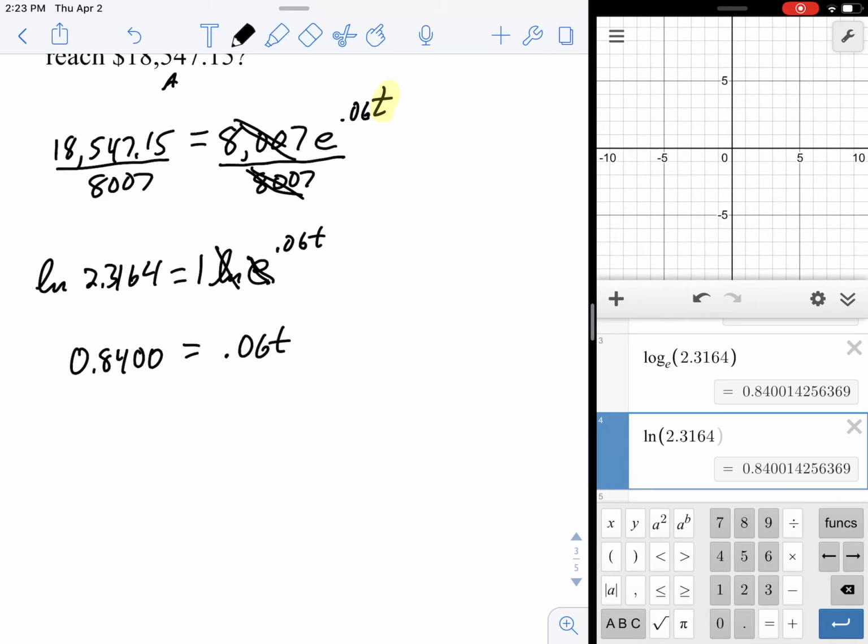Just know that ln cancels e. Maybe repeat that over and over. ln cancels e. That's what you need to know. ln cancels out e.